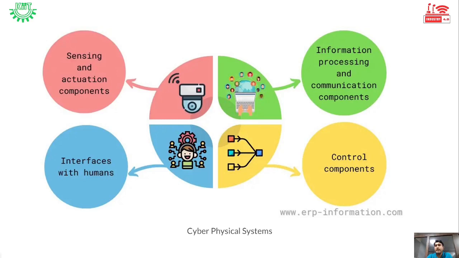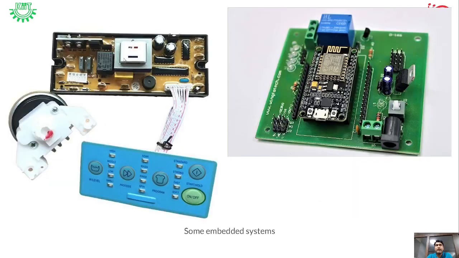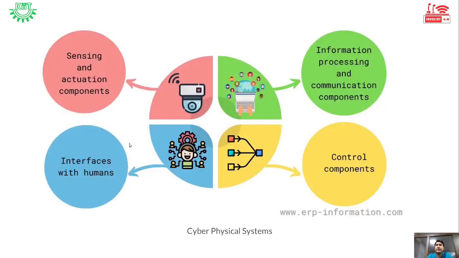Then the second is interfaces with humans. In this embedded system you can see that there is an interface that can communicate with the humans. The humans can give commands to the cyber physical system through this interface. Then the next is the control components. Here we have the particular algorithms which are responsible for controlling the different actuators based on the sensor inputs and the inputs provided by humans.